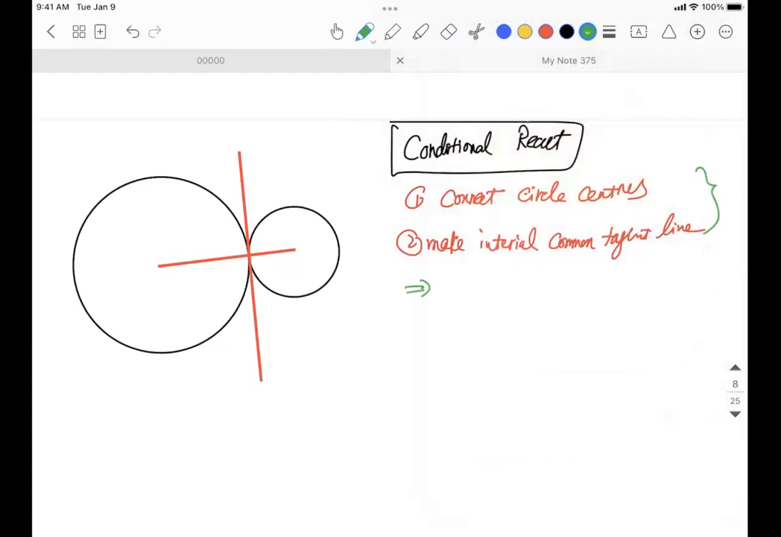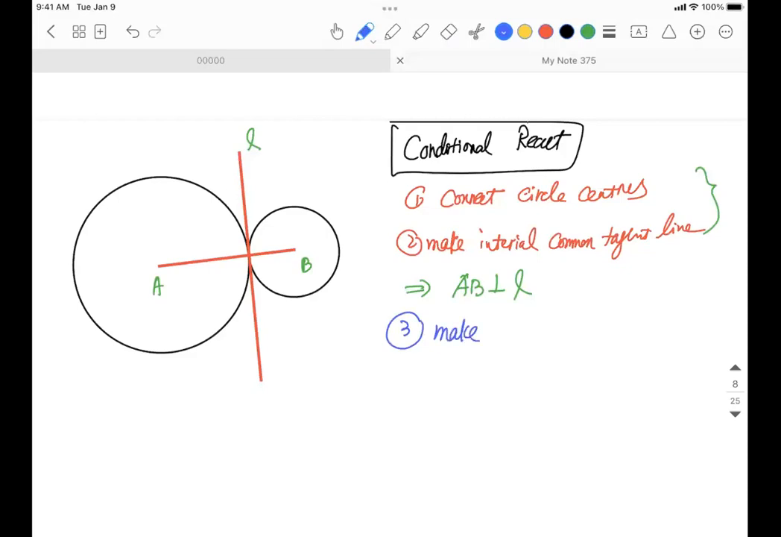Let's give a name. A, B, maybe this is L, right? AB will be perpendicular to L. The connection between two circle centers, this kind of segment, is perpendicular to your interior tangent line. Okay? Well, the third one is actually more important.